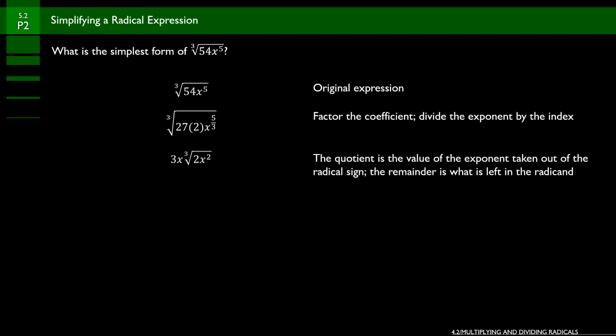Then 3 goes into 5 one time. So since 3 goes into 5 one time, we're going to take 1x out of the radical and put it next to the 3. Then we've got a 2 that's left over. And when we divided the 5 by 3, our remainder was also 2. So that means we've got an x squared that's going to remain on the inside of the radicand. So our solution is 3x cube root of 2x squared.